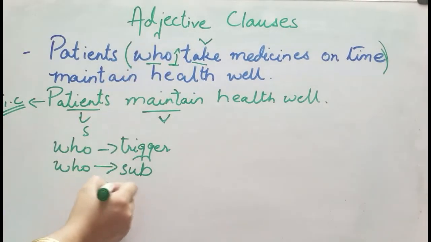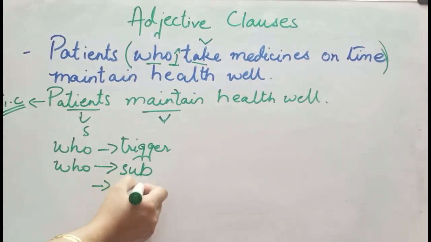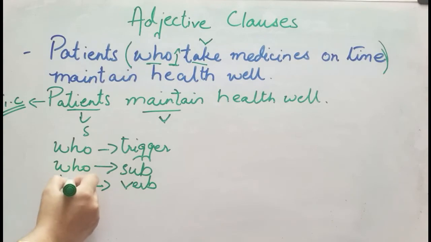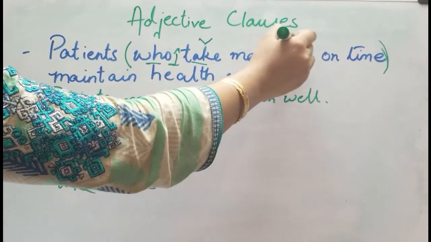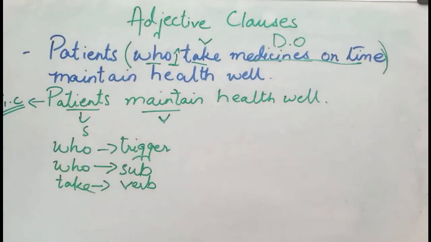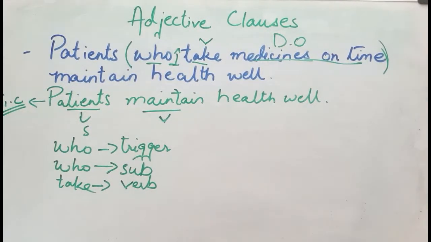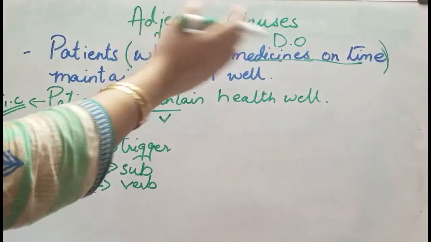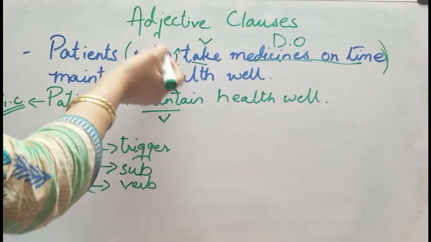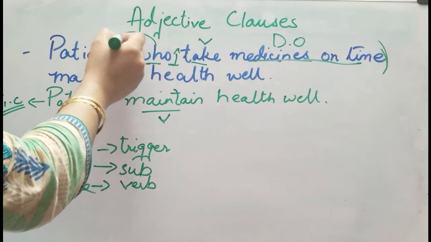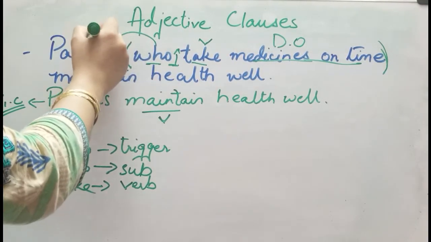We have a verb over here, that is take, and then medicines on time. We have a direct object over here, right, in time. So I hope this is clear. Patients who take medicines on time maintain health well. Who take medicines on time, what is it modifying? It is modifying our noun, that is patients, right?